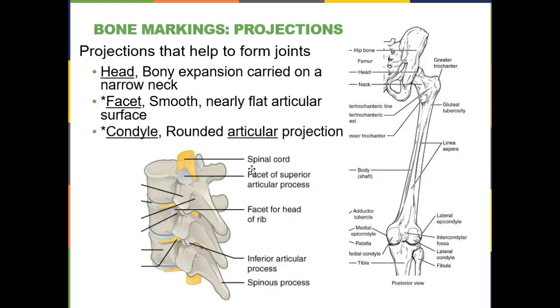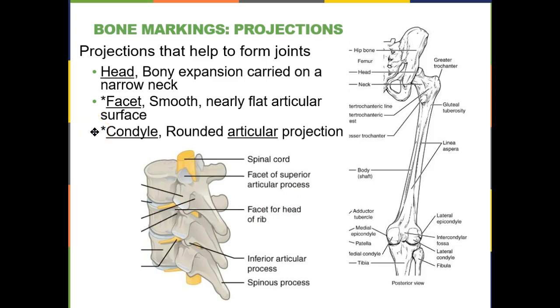Let's see. Head, I'm not going to worry about head, who cares? Facet, this we kind of want to understand. This is generally a small, relatively flat articular surface. This right here is a facet on the, as it says here, superior articular surface of this vertebra here, which looks to me like a thoracic vertebra, right, because it's got that long spinous process, which you could also just call a spine.